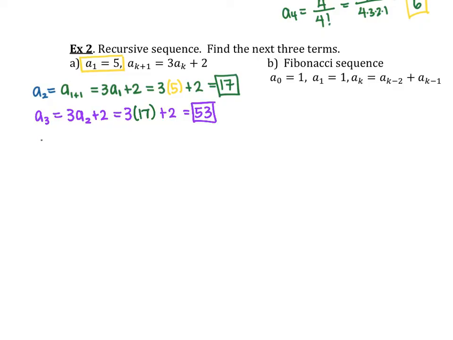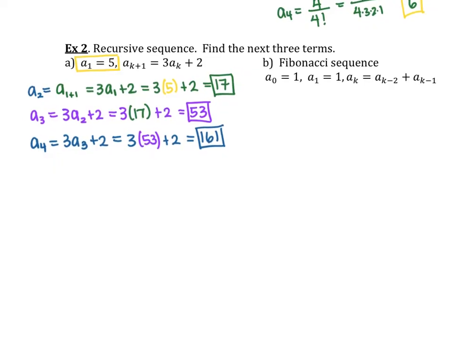If I want the fourth term, I do 3 times the previous term plus 2. The previous term I just found to be 53, and then I'm going to add 2 to that. So what is that? 159 plus 2 is 161. This is called recursive because it's calling the previous term in order to get the next term. And I could continue this infinitely to find all the terms in the sequence forever and ever.